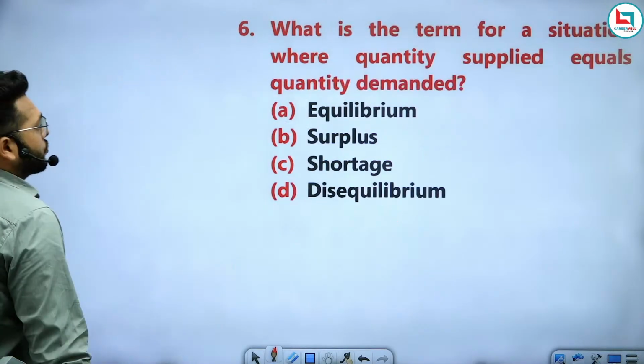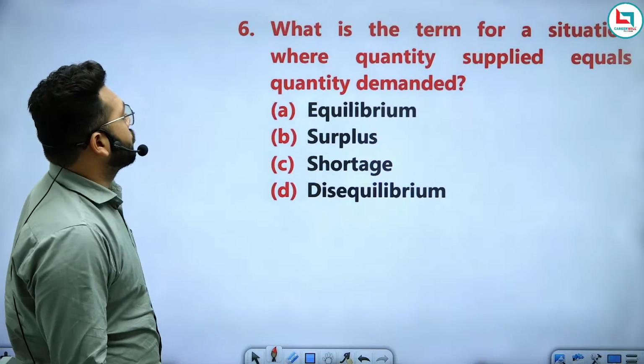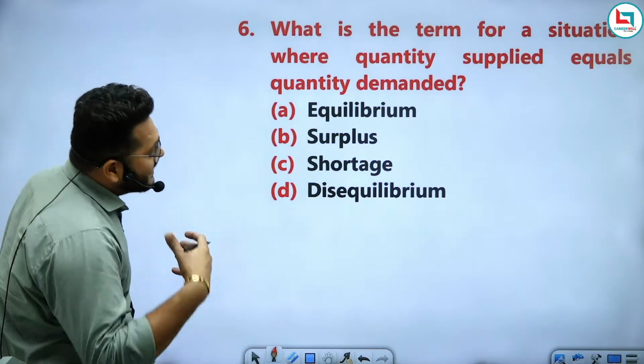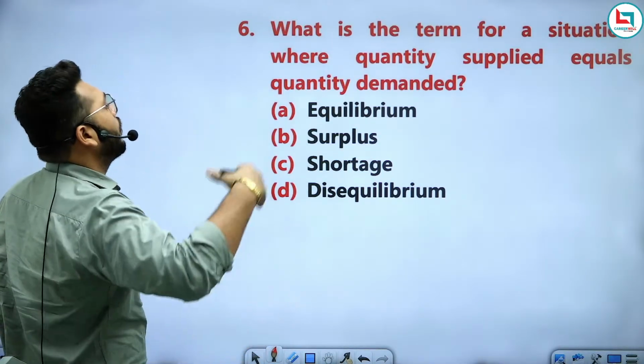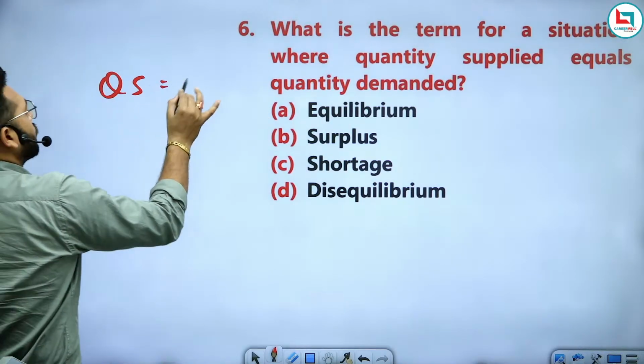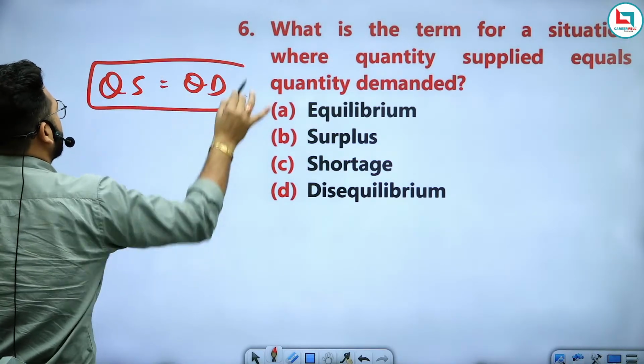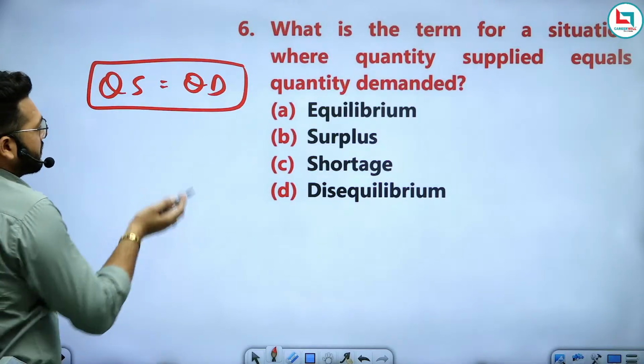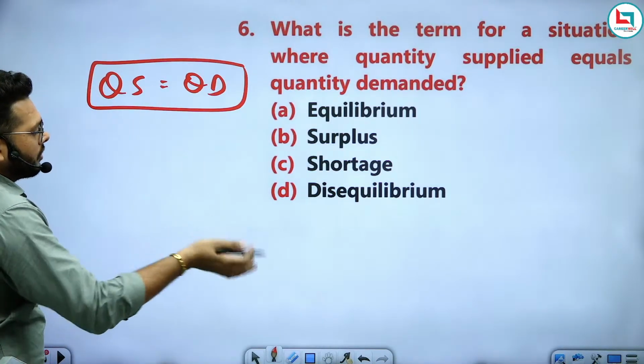Now come to the next question. What is the term for a situation where quantity supplied equals quantity demanded? Here the quantity supplied is equal to quantity demanded. What does that situation explain? Equilibrium. Is this situation equilibrium, surplus, shortage, or disequilibrium?